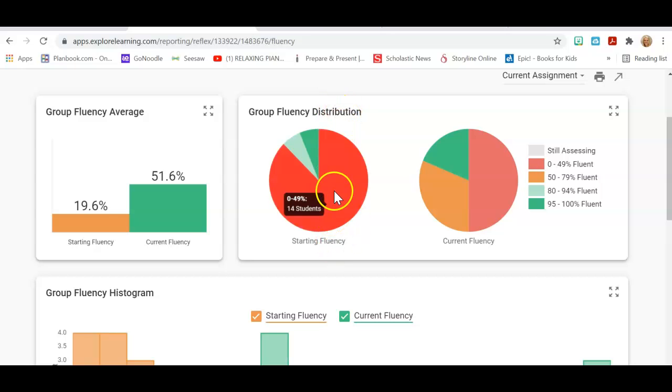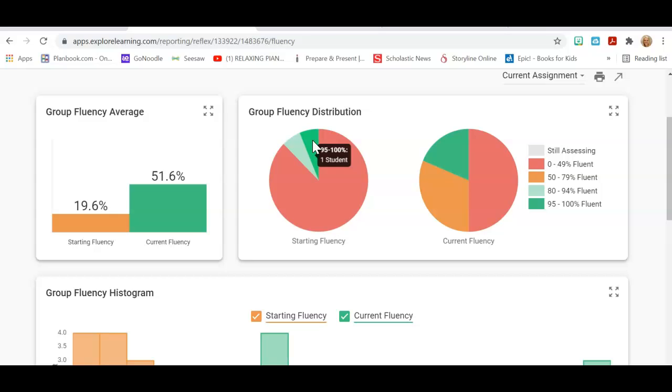So starting fluency, so 14 students were at that 0 to 49% fluent rate. I had one student who was at the 80 to 94% fluent rate when they started the year. So Reflex goes on and gives them an individual test to see where they're at. And one student, when they did this assessment, was at that 80 to 94% range. And then I also had one student that was 95 to 100% fluent.